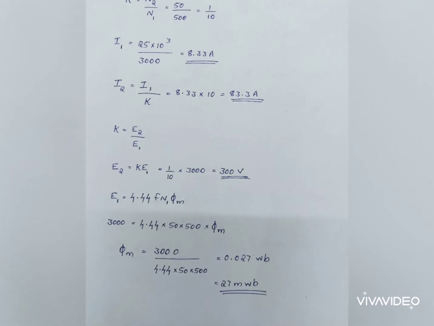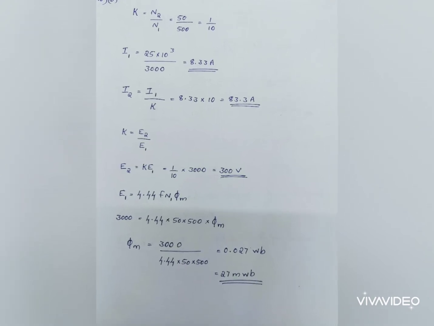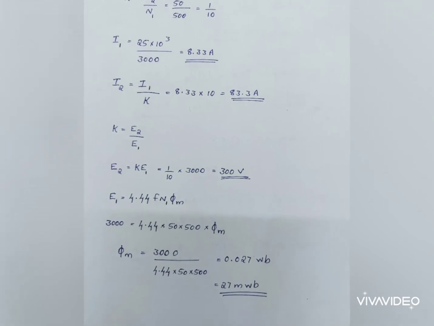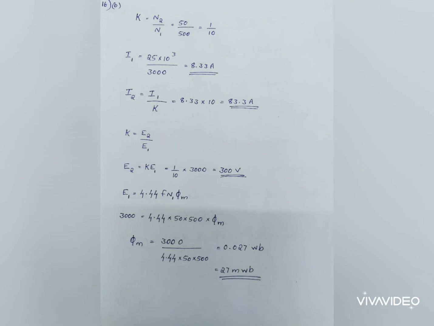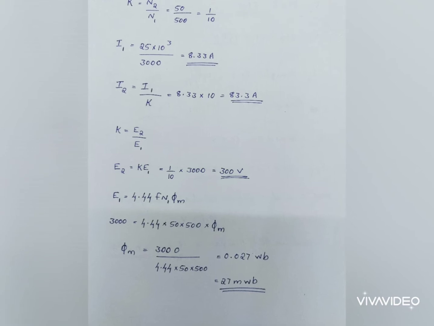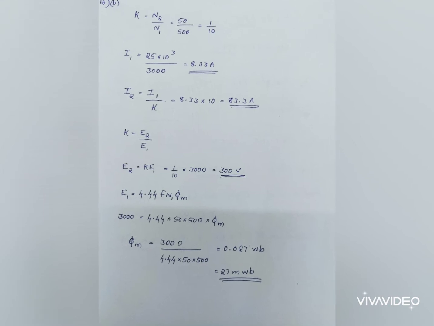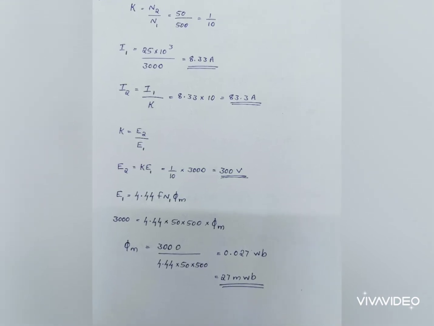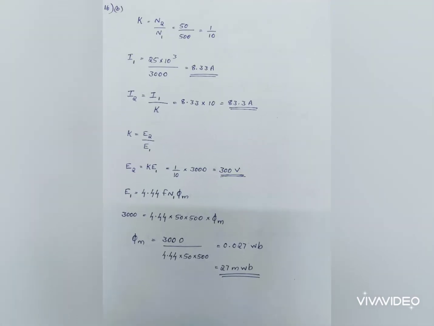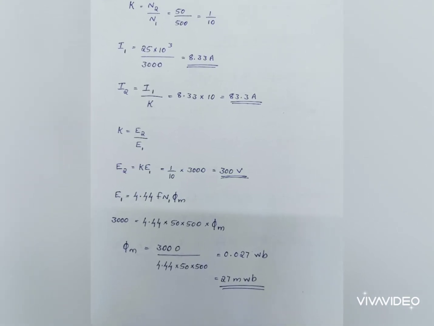Then next is the secondary EMF. You have to find E2. K is equal to E2 divided by E1, so E2 is equal to K into E1. That is 1 by 10 into 3000, equal to 300 volt. Then next you have to find the maximum core flux. E1 is equal to 4.44 F N1 phi m, where phi m is the maximum flux. So 3000 is equal to 4.44 into 50 into 500 into phi m. From that equation you can find the maximum flux, which is equal to 27 milliweber.